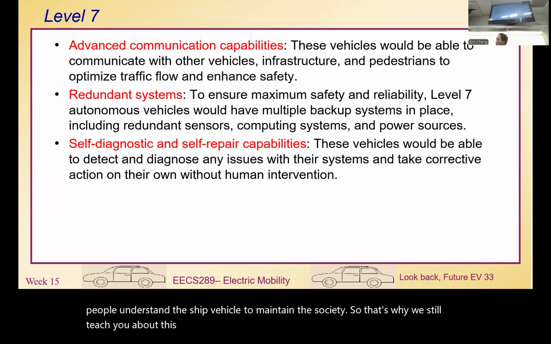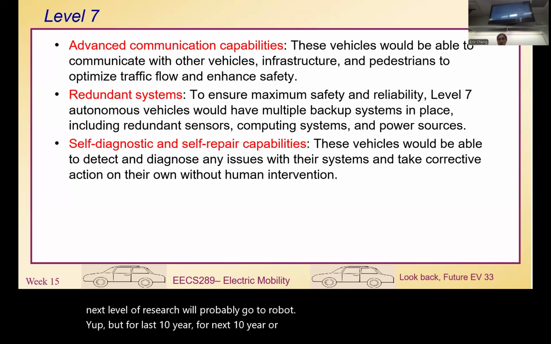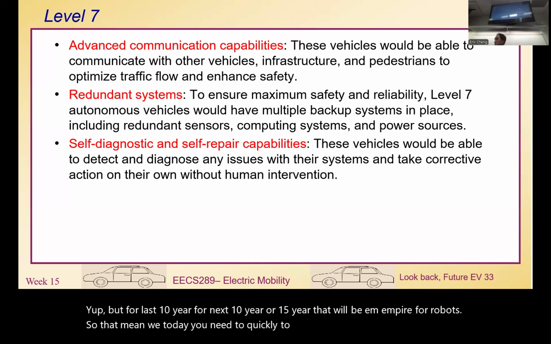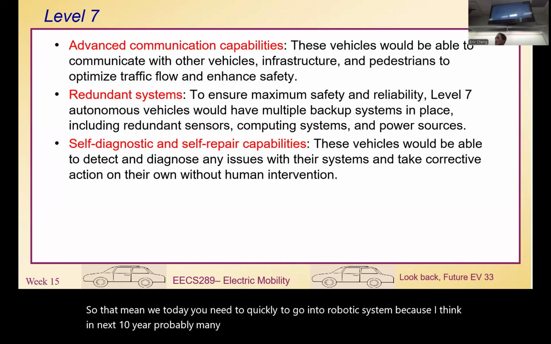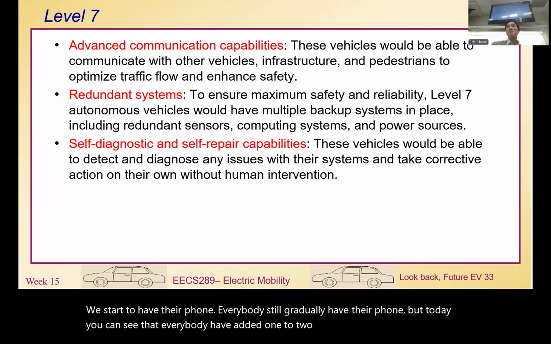But from a research point of view, we're still going on, though the next level of research will probably go to robots. For the next 10 or 15 years, that will be the empire for robots. So today you need to quickly go into robotic systems, because I think in the next 10 years, many people will start to have their own robot. Just like 25 years ago, we started to have phones. Everybody gradually got a phone, and today everybody has at least one or two phones. I think robots are the same.